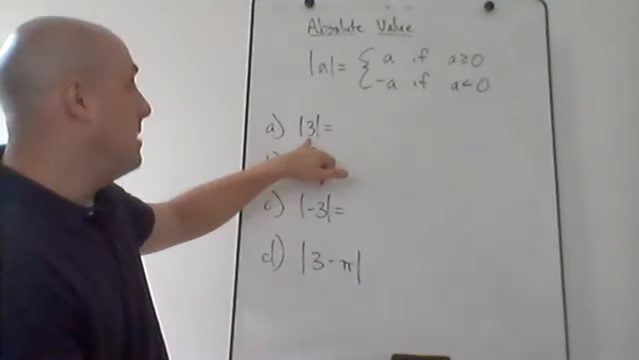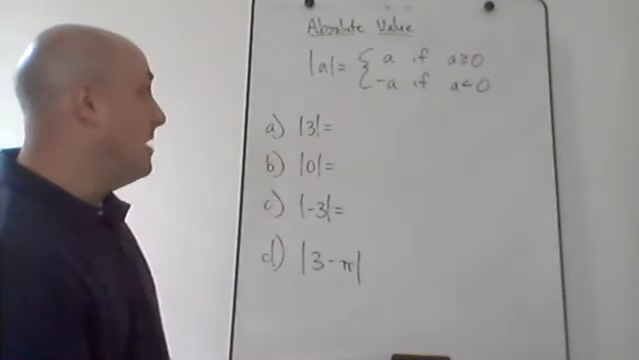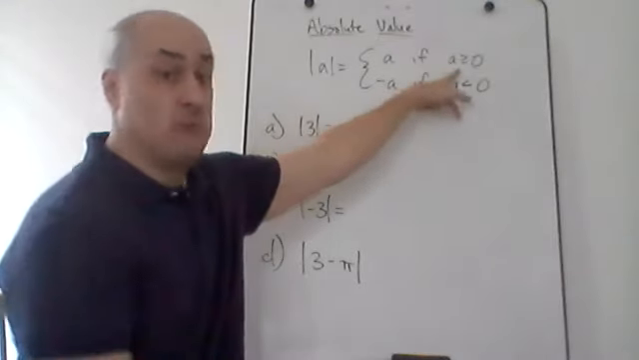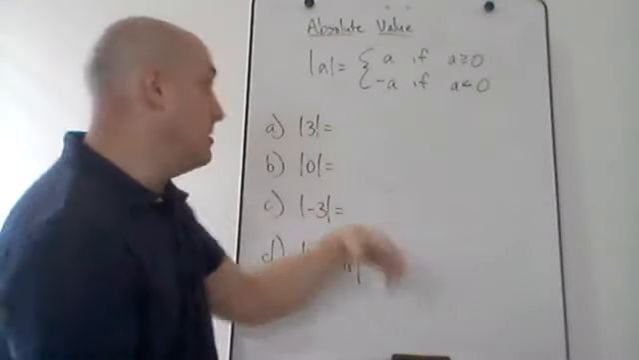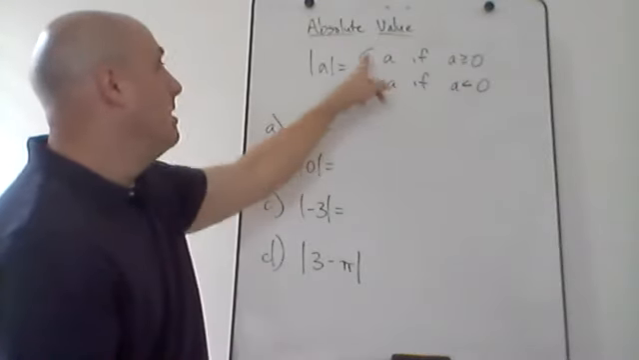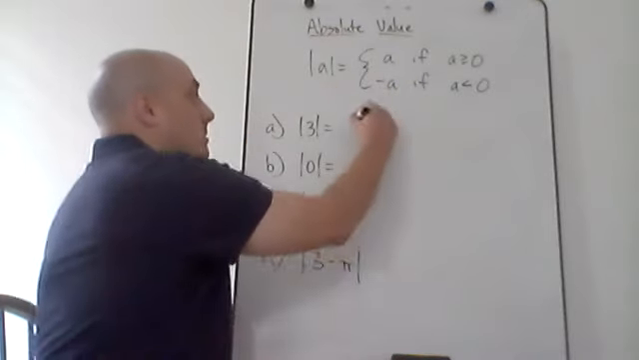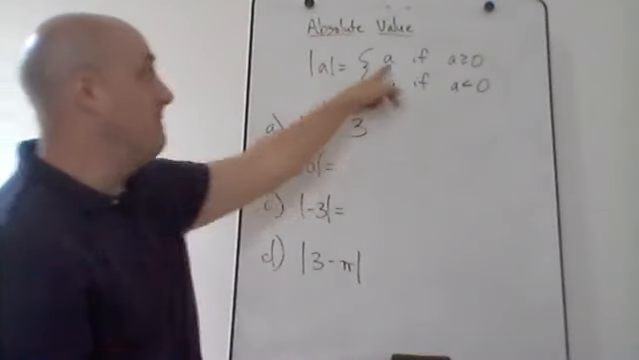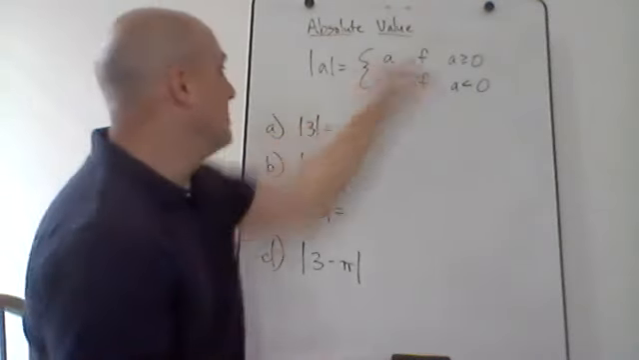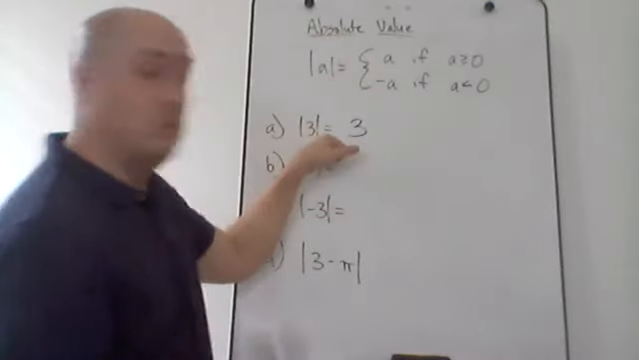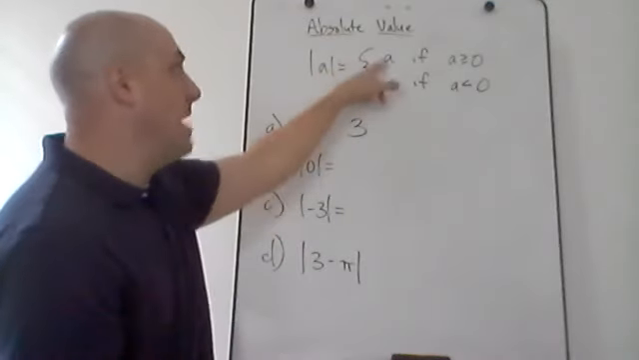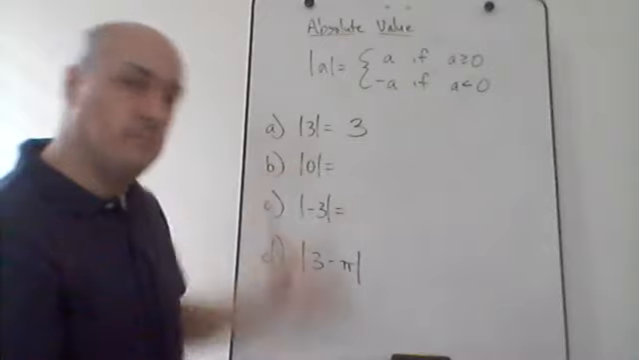Right, so for the first one, A here, the absolute value of 3. Well, 3 is greater than or equal to 0, right? 3 is bigger than 0, so we're using that first definition. So the absolute value of 3 equals 3, right? That first definition says if whatever's inside that absolute value is bigger than 0, which 3 is, then the absolute value just equals that number that's on the inside, 3.